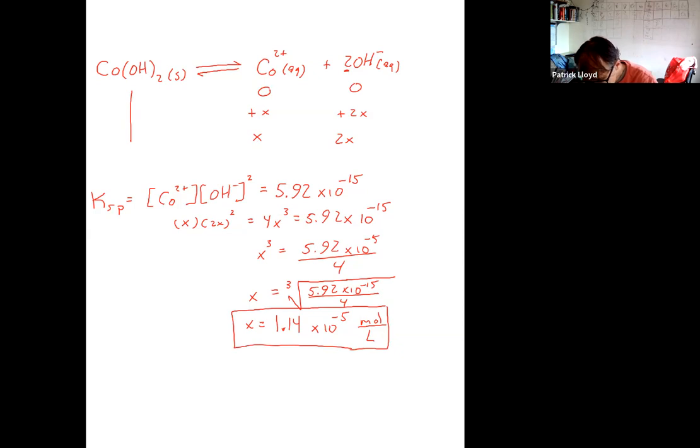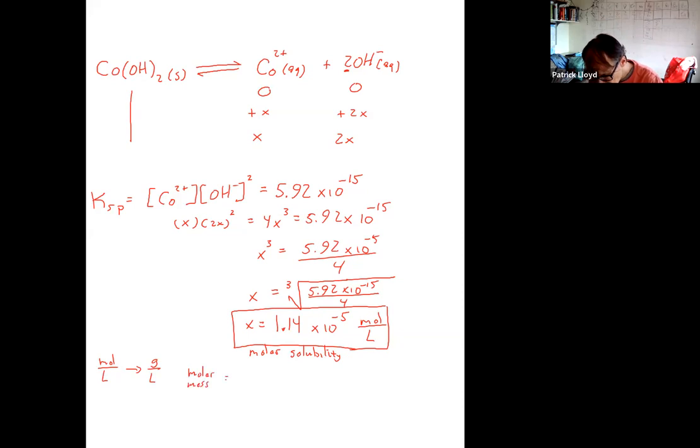That is the molar solubility. Now, we want to find the solubility, and the solubility is typically in grams per liter. So if we're going from moles per liter to grams per liter, again, we're just doing a mole to gram conversion, so we just need to know the molar mass of the compound.